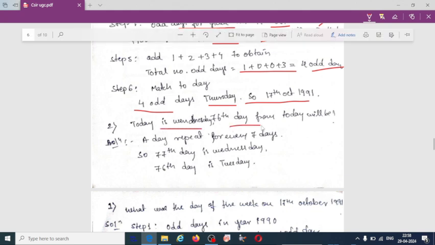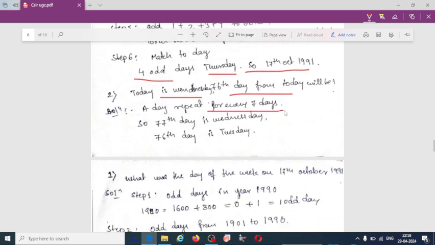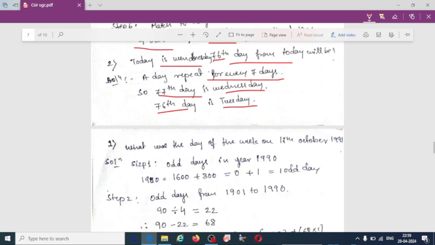Today is Wednesday. What will the 76th day from today be? A day repeats every 7 days, as we know. So each 7th day is going to be Wednesday. 70 plus 7, that is the 77th day, is going to be Wednesday. So before that day, the 76th day is going to be which day? Tuesday. So like that you can identify the day.